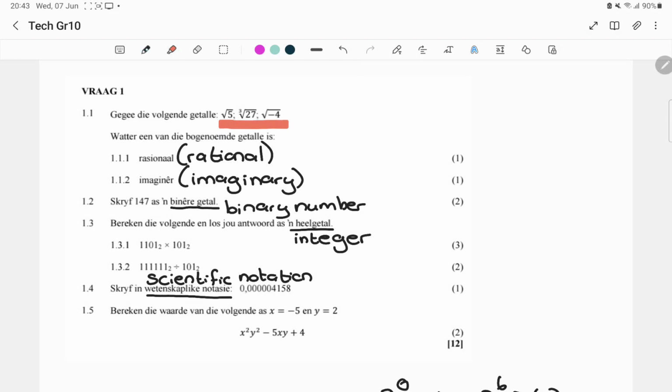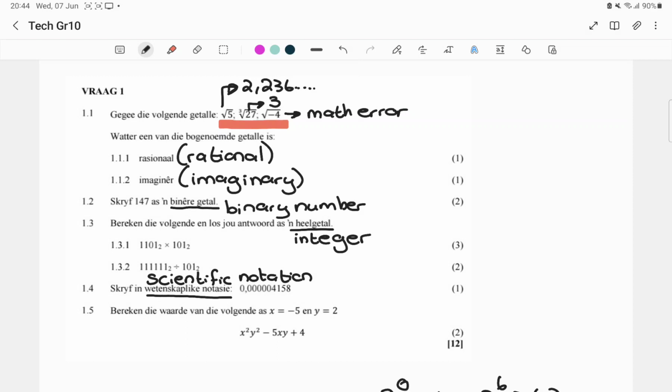Alright, so if I put root 5 into my calculator, I'm going to get 2,236, etc. So it's a repeating number. If I put in the cube root of 27, I'm going to get a final answer of just 3. And when I put in the root of -4, it's going to give me a math error. Now, knowing this, I can already make some assumptions, also knowing my number system.